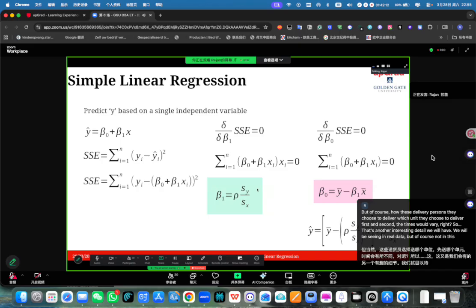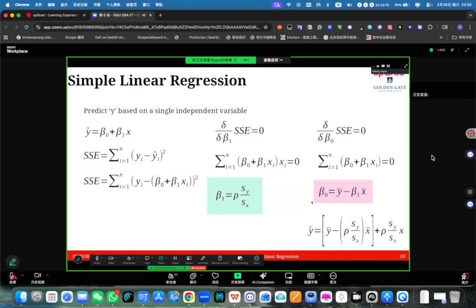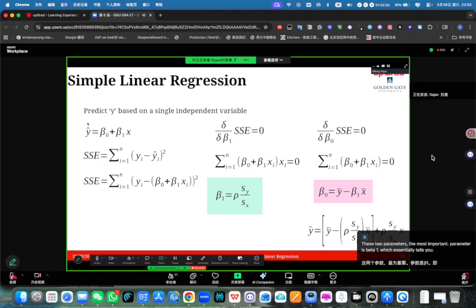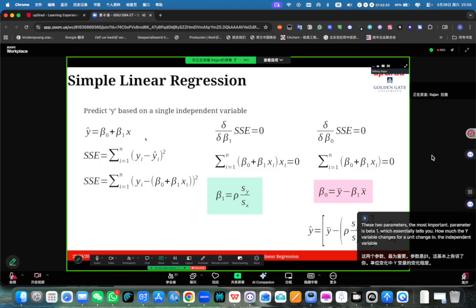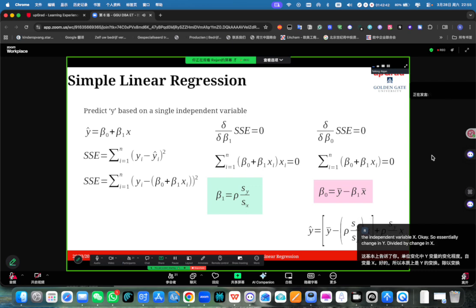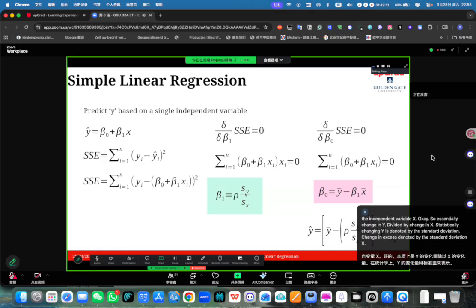Coming back to our problem, of these two parameters, the most important is beta 1, which essentially tells you how much the y variable changes for a unit change in the independent variable x, right? So essentially change in y divided by change in x. Statistically, change in y is denoted by the standard deviation, and change in x is denoted by the standard deviation in x. So beta 1 should be something like standard deviation in y divided by standard deviation in x.